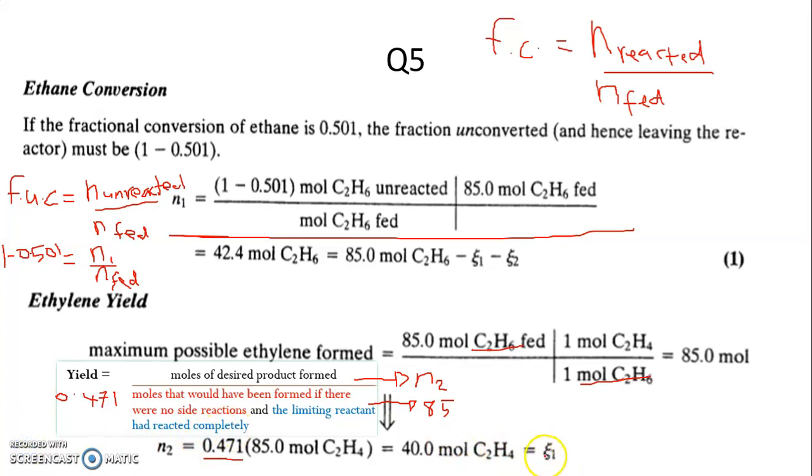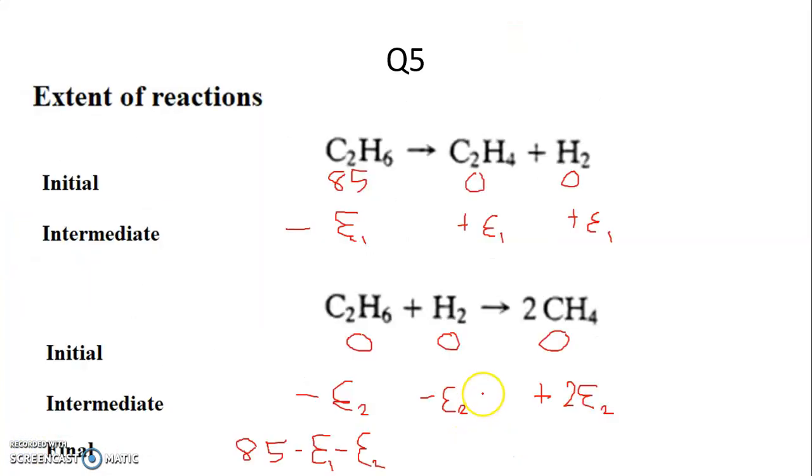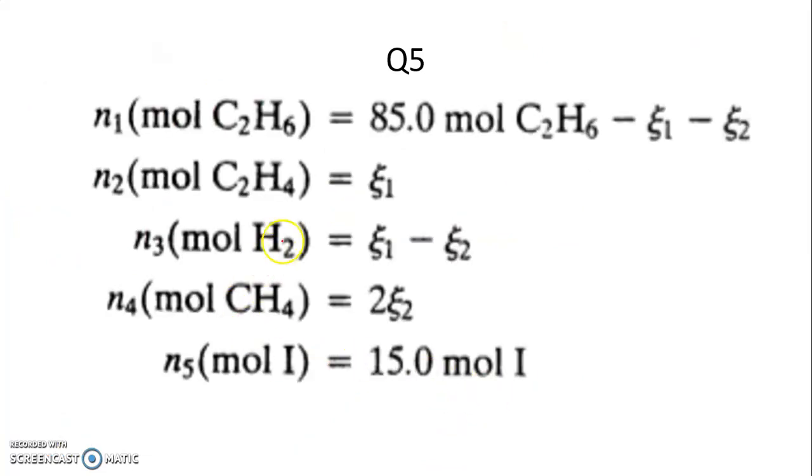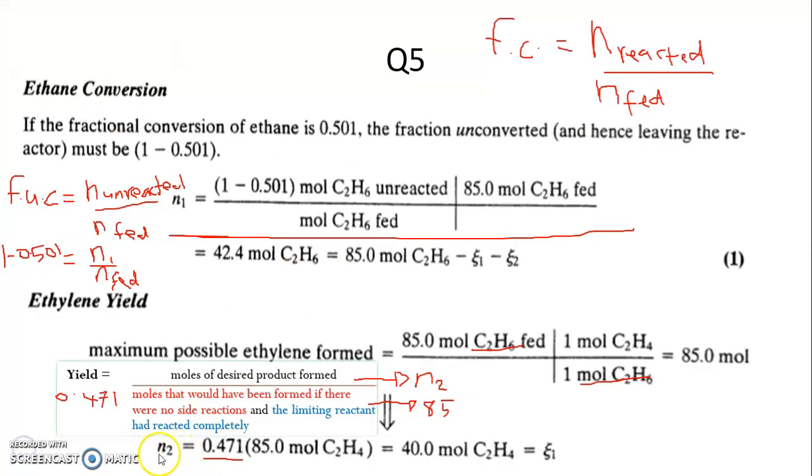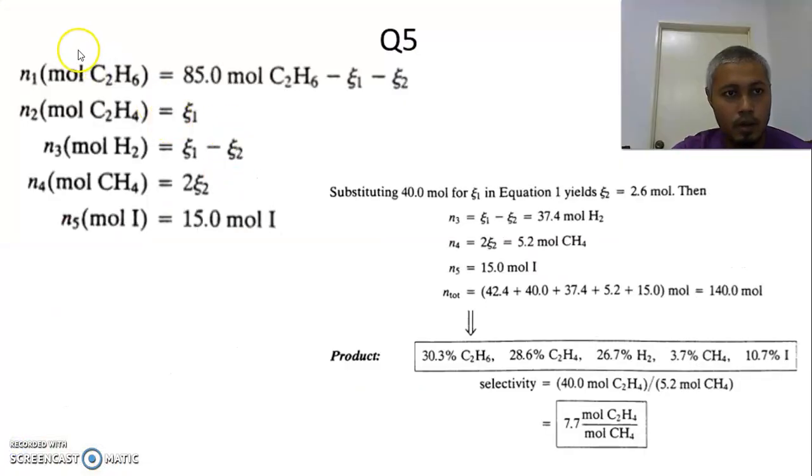Okay, why do we get epsilon 1 equals 40? So we go back to the previous slide. Okay, here. So you have epsilon 1 equals N2, right? That's why we have N2 equals 40 equals epsilon 1. So if we plug in the value that we have previously, this is equal to 42.4, and this is equal to 40.